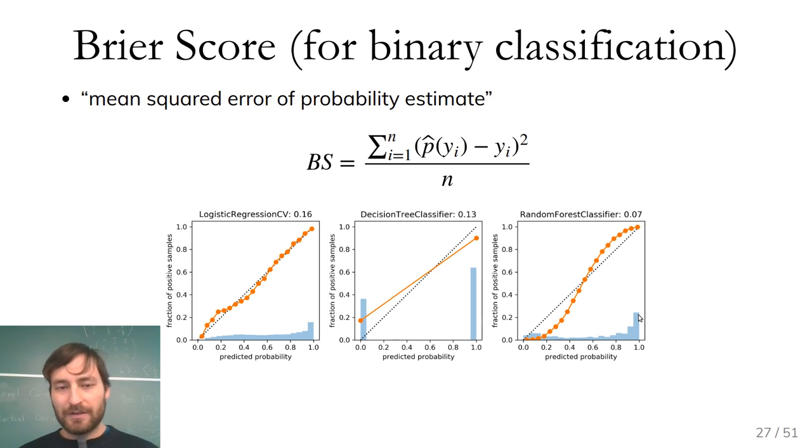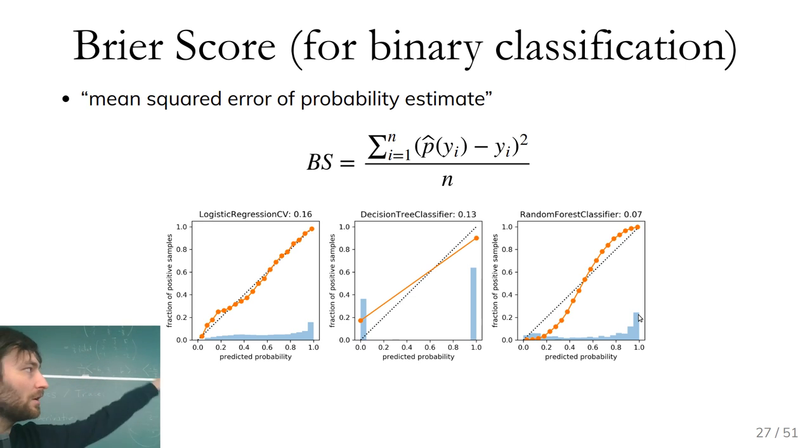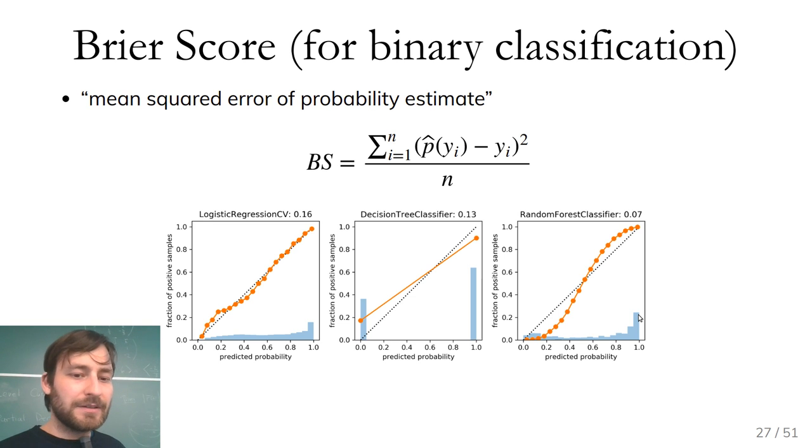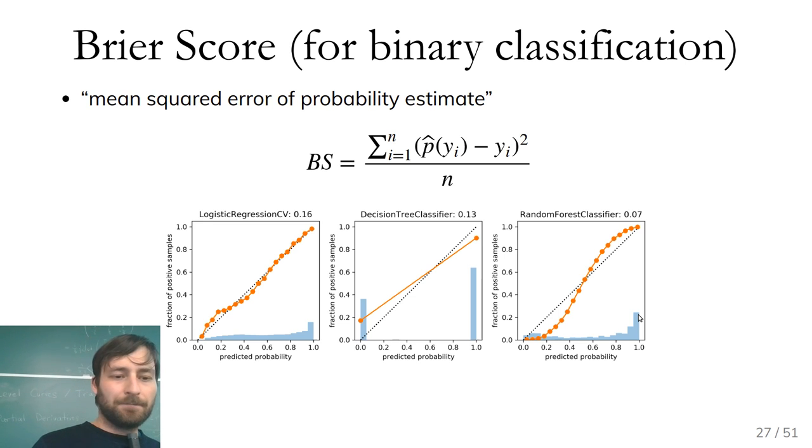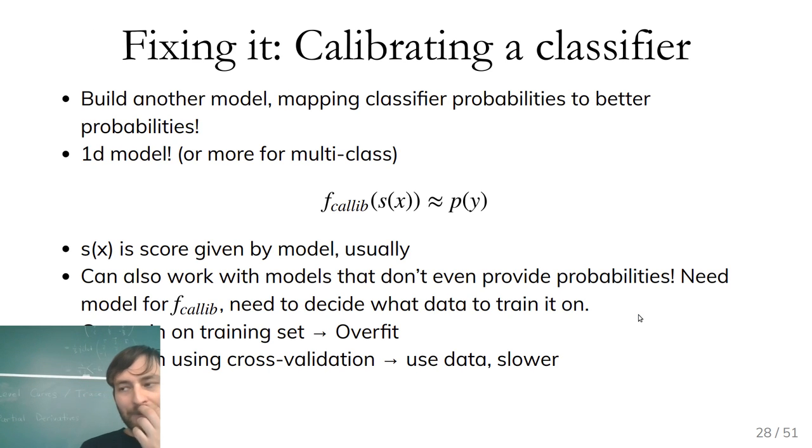All right, so let's say we know this now. We know our model gives us slightly weird probabilities, and we want good probabilities. The way you do this is calibrating. What calibration is, basically, is you build another model, a regression model. It's a 1D model going from the old probabilities to better probabilities. So it's a univariate model.